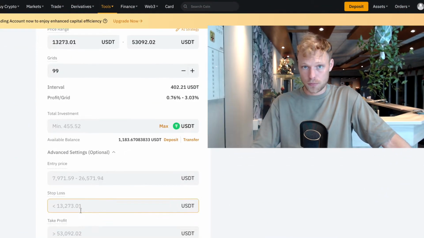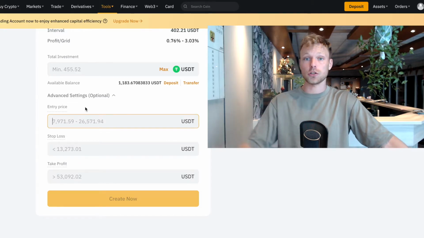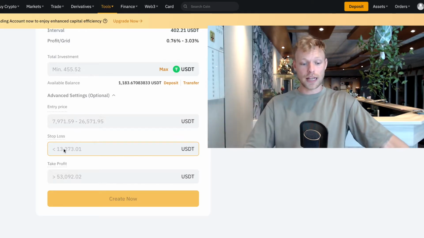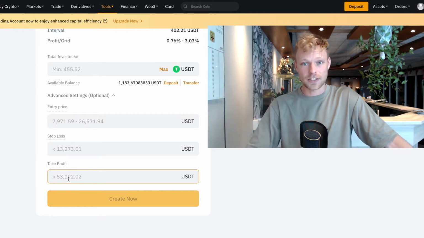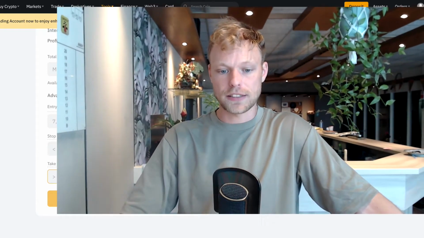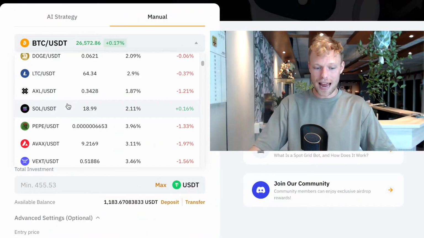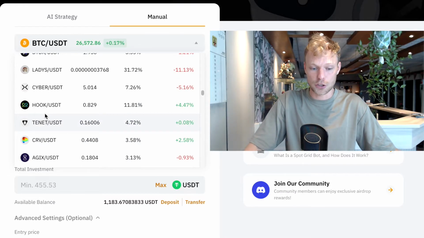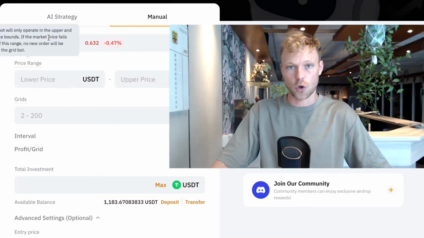And right here in the advanced settings, you can even set an entry price where you want the bot to buy your Bitcoin. You can set a stop loss, so whenever Bitcoin is trading below that specific level, it will sell the Bitcoin, and you can set a take profit as well. When Bitcoin hits this level, it will sell and take profit. And do keep in mind, guys, you can do this for every single trading pair that is available on Bybit on the spot market. So you can do this for Bitcoin, Ethereum, but for many other tokens as well.